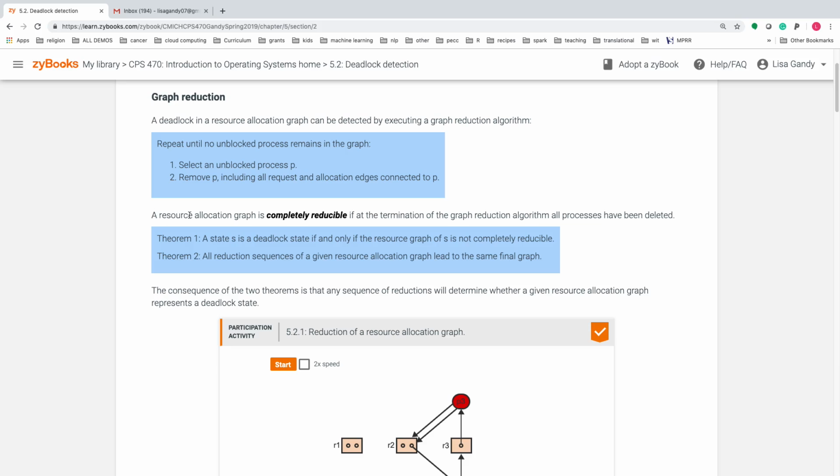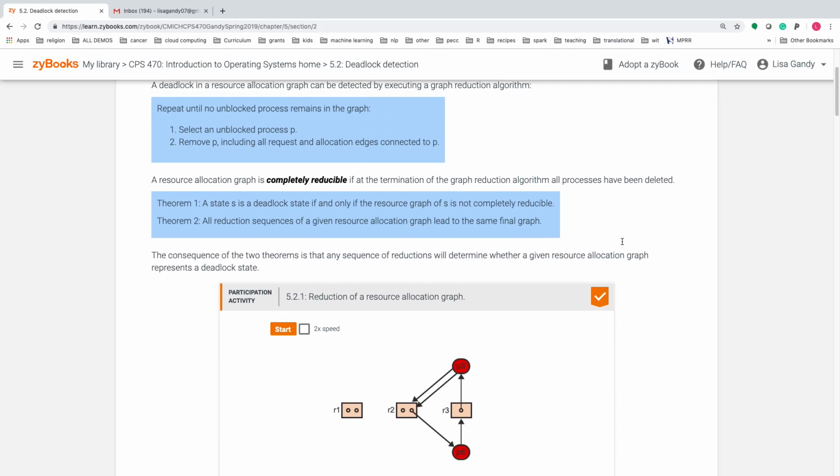A resource allocation graph is completely reducible if, at the termination of the graph reduction algorithm, all processes have been deleted. A state is a deadlock state if and only if the resource graph is not reducible. When you do the reduction, you can go in any order; the order doesn't matter. Let's see how to do a reduction, and then they give an example of it actually ending in a deadlock state.